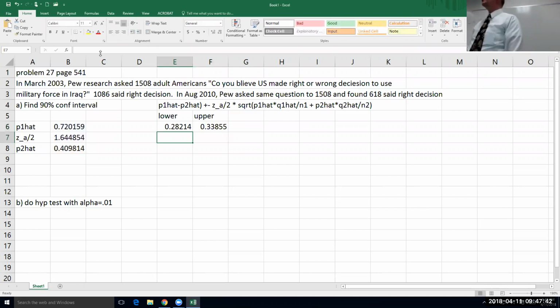Let's interpret this confidence interval, and I don't mean we're 95% confident, whatever. What I mean is, is there a significant difference between 2003 and 2010? Difference of 0.05? No. It's much larger than that 0.05.